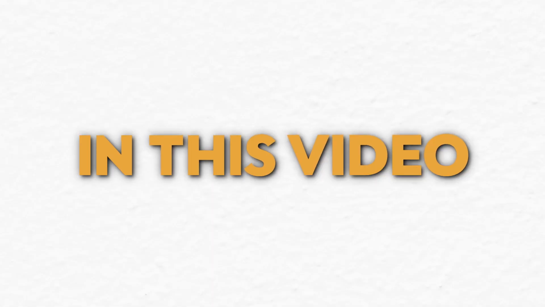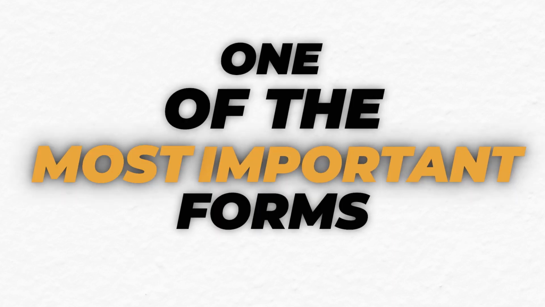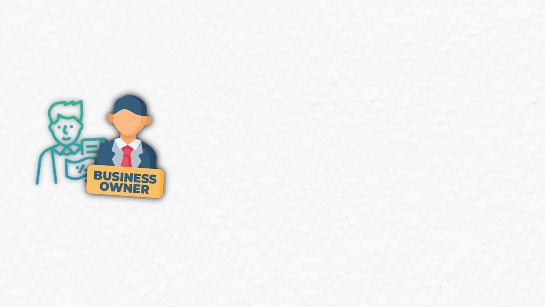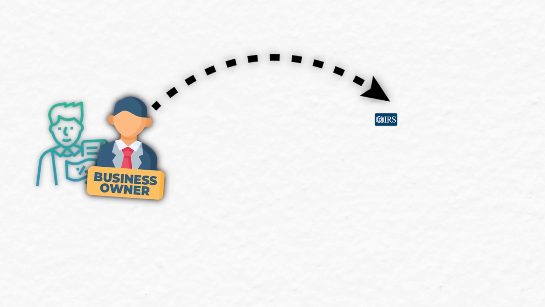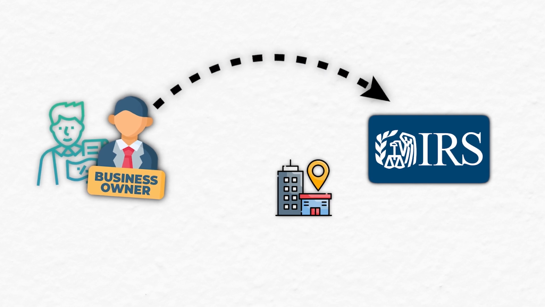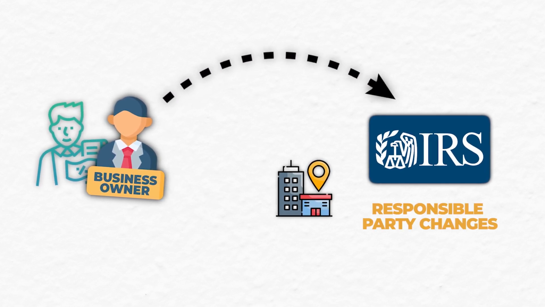So in this video, we're going to take a look at one of the most important forms that's available for taxpayers and business owners. And this form has to do with when you, as a taxpayer or a business owner, need to inform the IRS of business address changes, location, or responsible party changes.